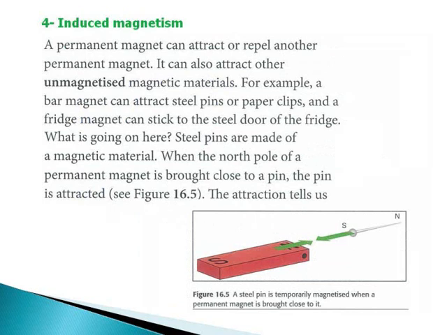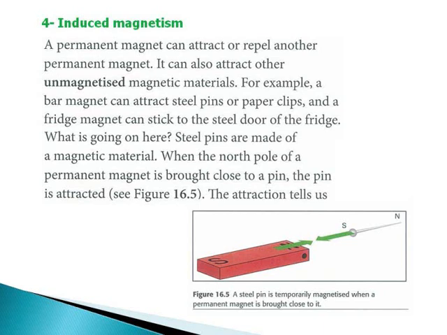So this is the figure 16.5, in which a steel pin is placed, which is discussed here. We mentioned it here. So place the magnet in the field of an electromagnet that is connected to an alternating current supply.